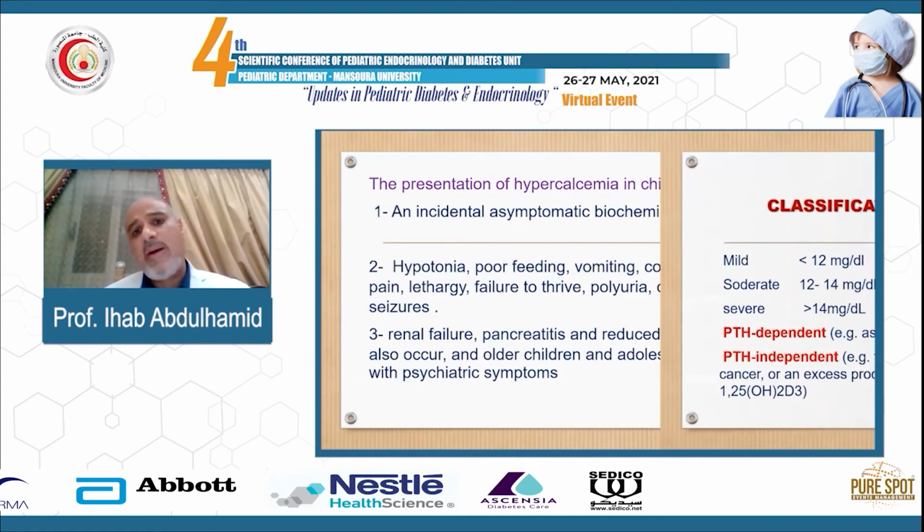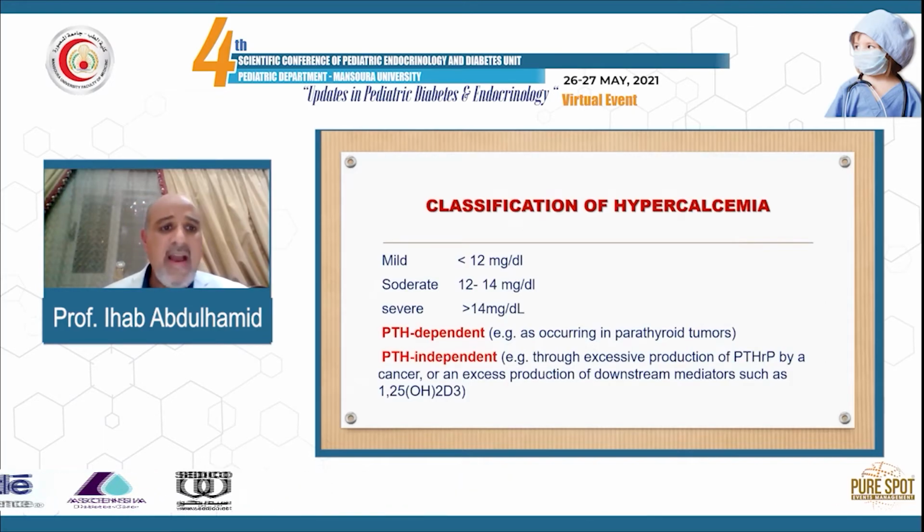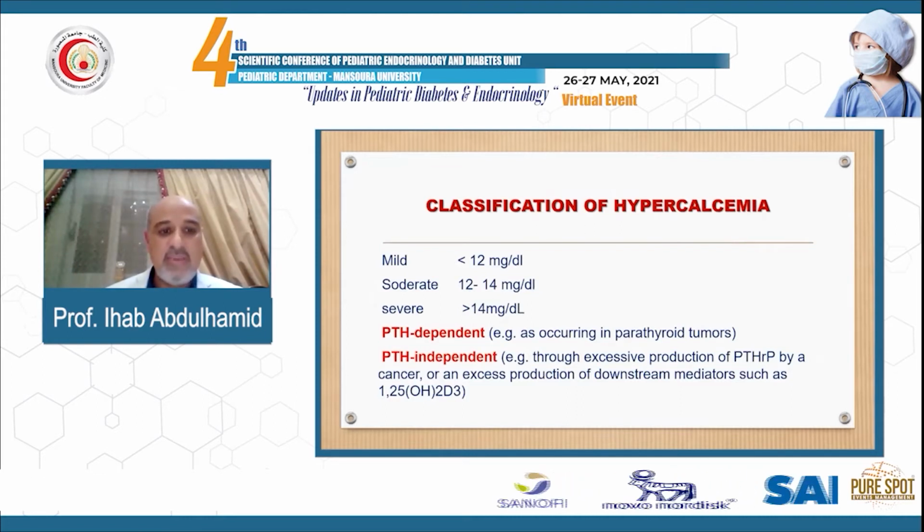When we come to the classification of hypercalcemia, we have mild at less than 12 milligram per dl, moderate from 12 to 14 milligram per dl, and severe for more than 14 milligram per dl.